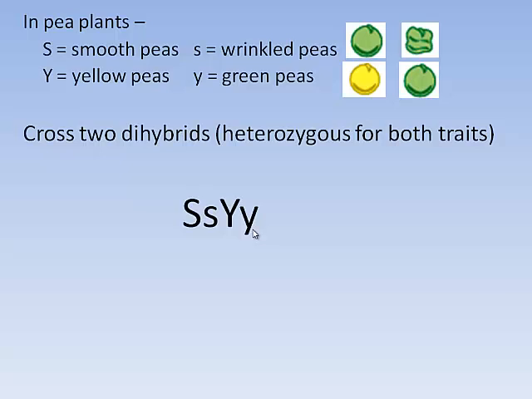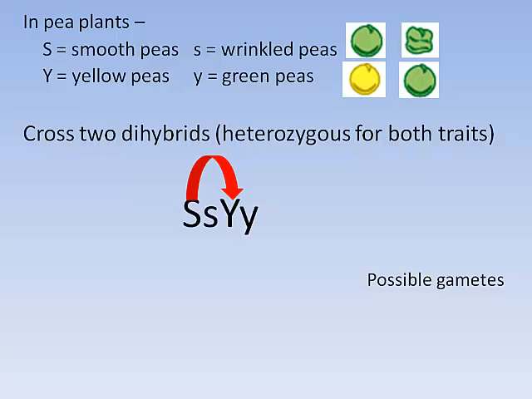Okay, so the first thing we need to do is figure out what kind of gametes these individuals can make. Now, when we did simple hybrids, it was easy. Each trait produced two possible gametes. Now, since we have two traits, we're going to end up with four possible gametes. So how are we going to figure out what alleles will be in each gamete? Well, there's a simple way to do that.